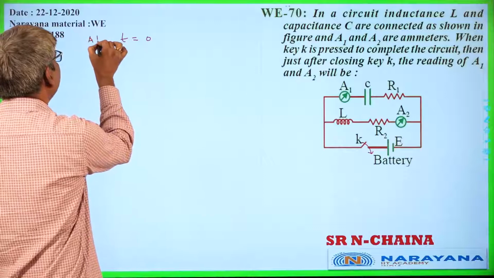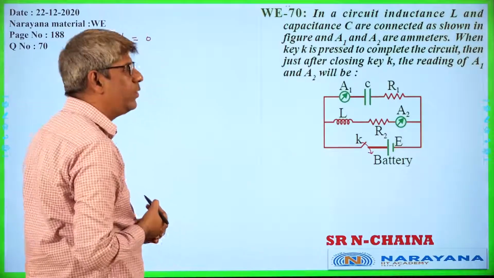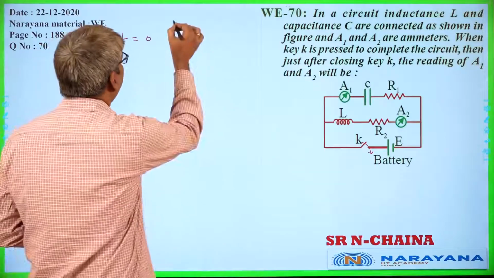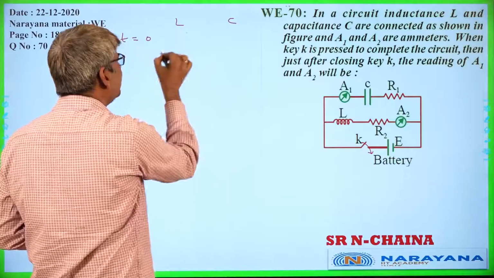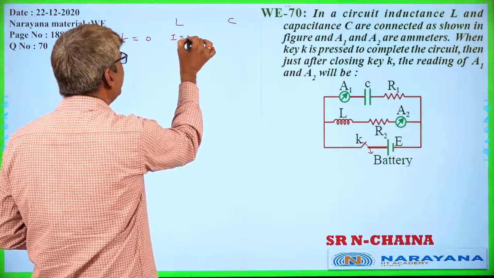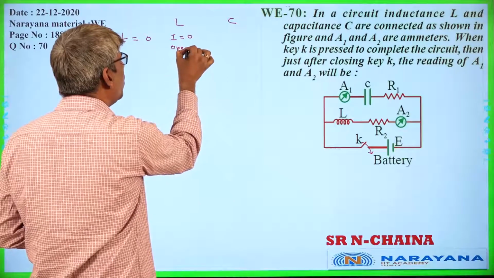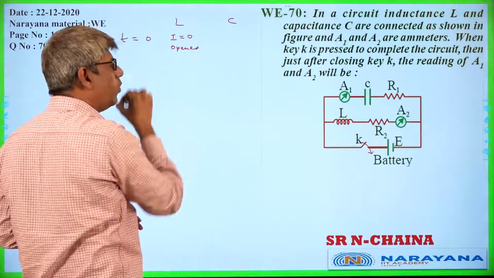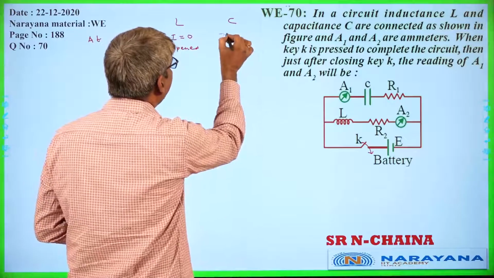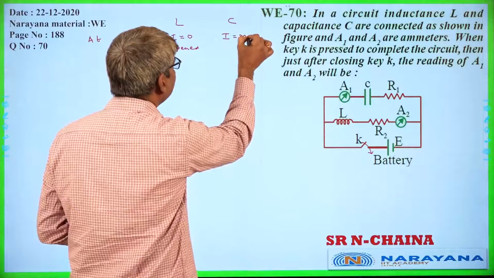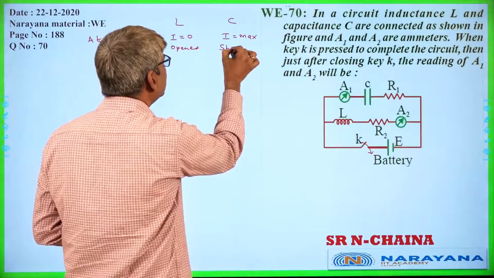Immediately after closing the key, the readings of A1 and A2 will be, we know, for inductor and capacitor at t equal to 0, the current through the inductor is 0 because of infinite resistance. It acts like an open circuit. Whereas the current will be maximum through the capacitor. We can say that the charge is maximum through the capacitor, and it will act like a short circuit.